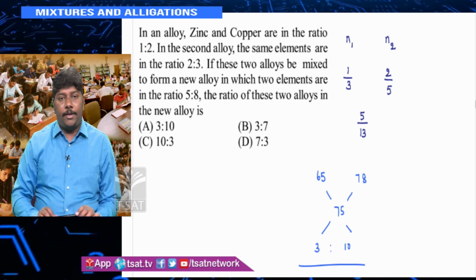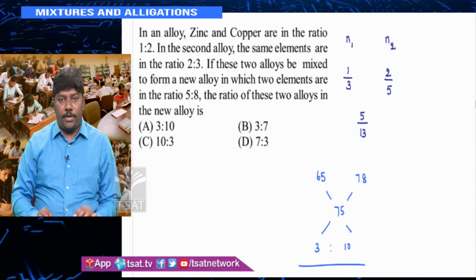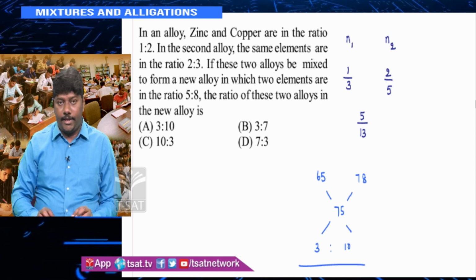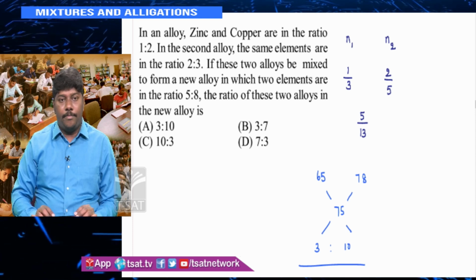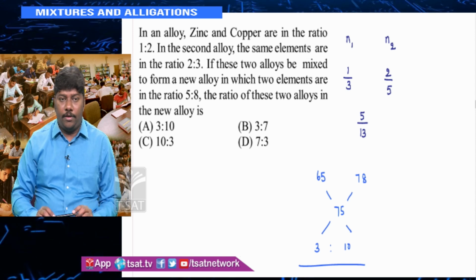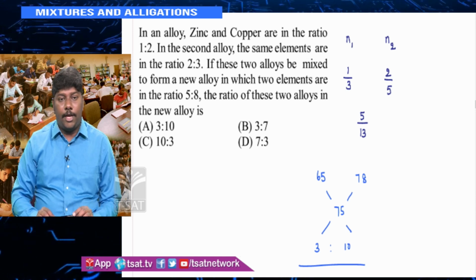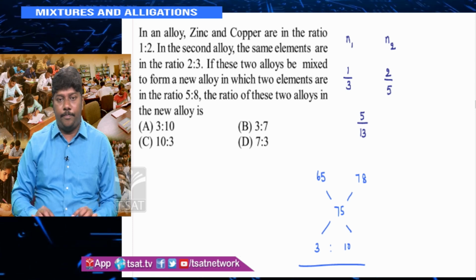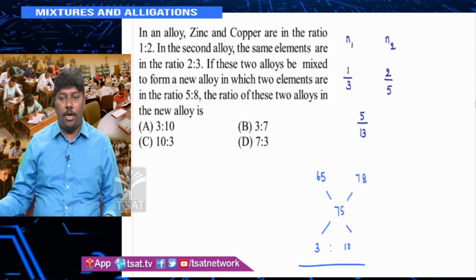Can I get it by taking copper? Yes. You can also take copper instead, then also you will get the answer. So you can try it by taking copper. When you take copper, what is A1? 2/3. What is A2? You will get 3/5. What is capital A? 8/13. You can take it by using copper also.